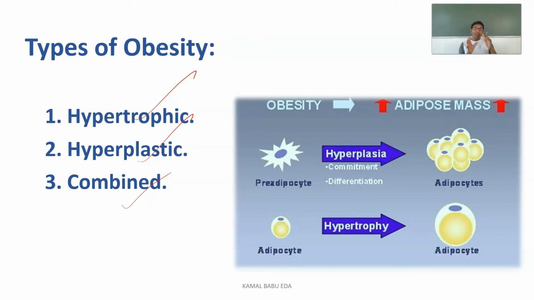They are not increasing in number, but in size. In hyperplasia, they increase in number, but here they increase in size. In the combined type of obesity, the adipocytes increase both in number and in size. So these are the types of obesity: hypertrophic, hyperplastic, and both, meaning combined.